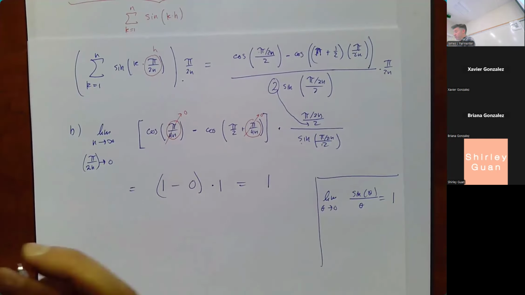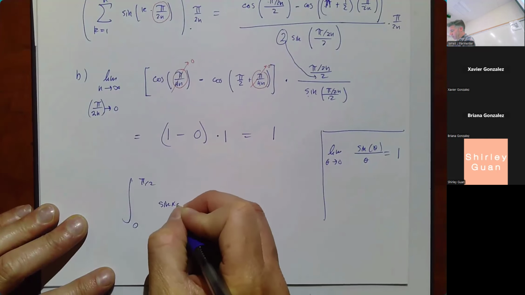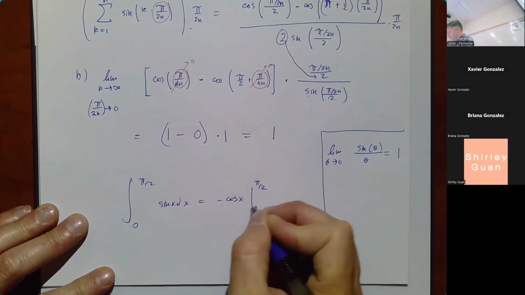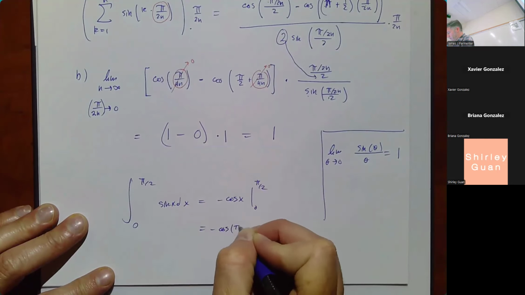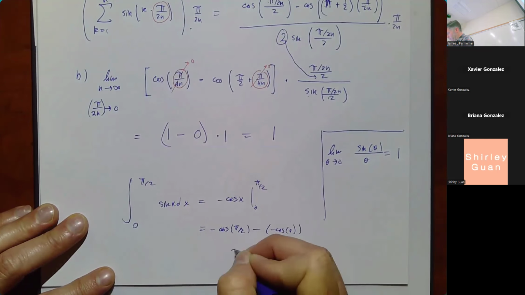Which it should be, because if you actually did the integral from 0 to pi over 2 of sine of x, you would get negative cosine of x evaluated from 0 to pi over 2, which is negative cosine of pi over 2, minus negative cosine of 0, which is 0 plus 1, which is 1.